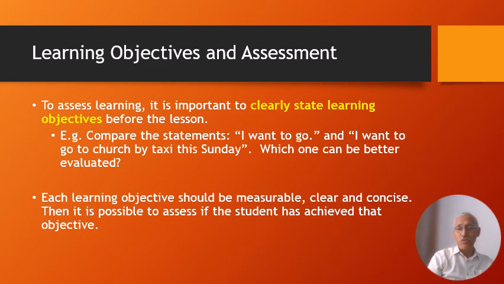Can you assess it? Were you able to go to church? Were you able to go to church by taxi? Okay. So it has to have clear verbs, clearly stated, so that it can be assessed. Each learning objective should be measurable, it should be clear, it should be concise. Then it is possible to assess if the student has achieved that objective or not.